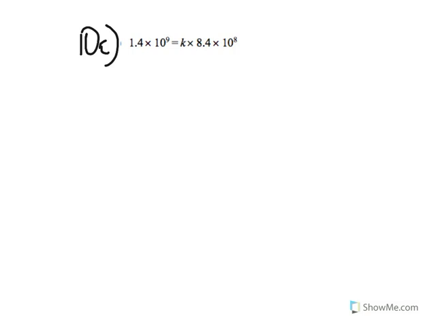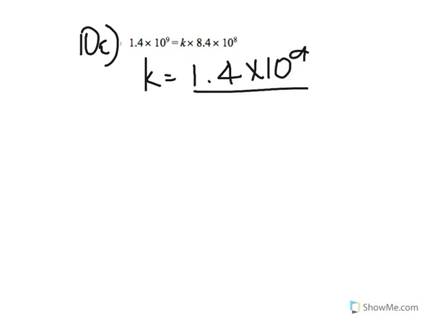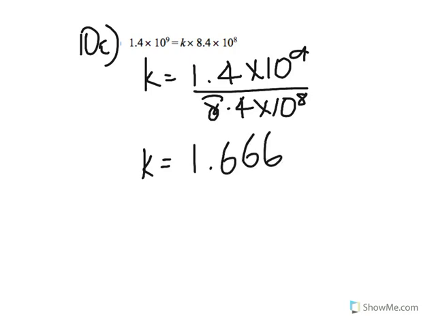Okay, so in question 10c, you're being asked to calculate the value of k. Now it's all just basic algebra. So you have to get k alone, so you have to divide both sides by 8.4 times 10 to the power of 8. So you get k being equal to 1.4 times 10 to the power of 9 divided by 8.4 times 10 to the power of 8. Now this is just simple. So just use your calculator and you'll get an answer of 1.66666, which is 1.67 in 3 significant figures.